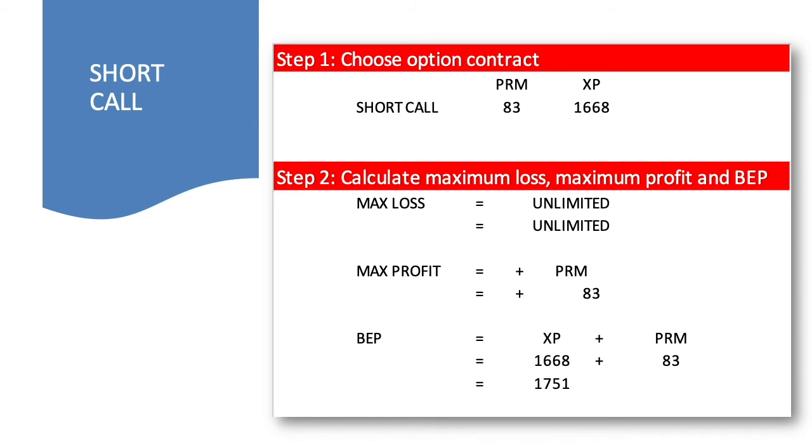Step number 2, calculate maximum loss, maximum profit, and break-even price. So maximum loss, the formula is unlimited. Okay, all those formulas you need to refer to the main table for basic option strategies. Maximum profit, the formula is positive premium. So you put positive 83, and then break-even price, the formula is exercise price plus premium. So exercise price 1668 plus premium 83, you get 1751.